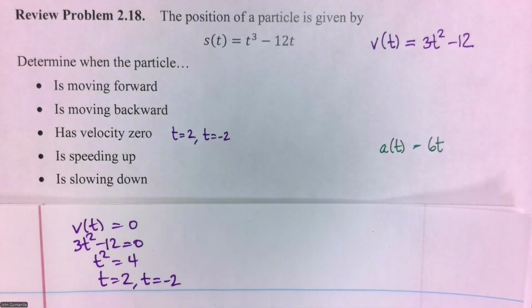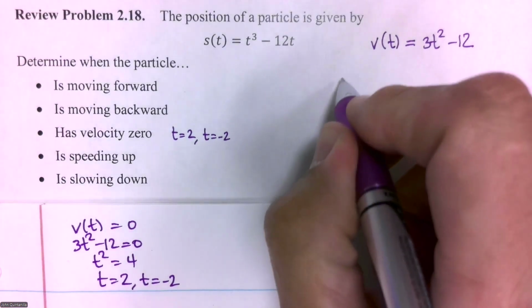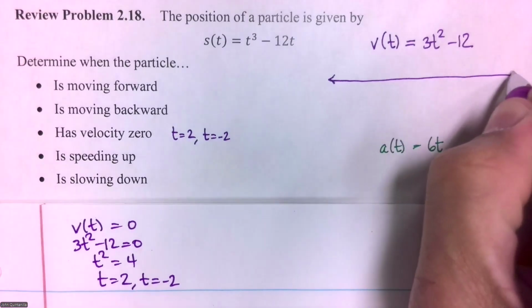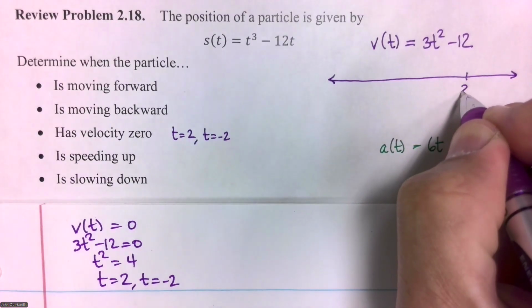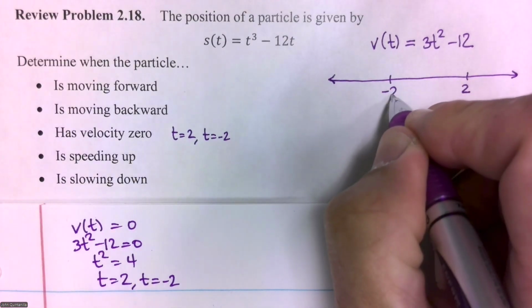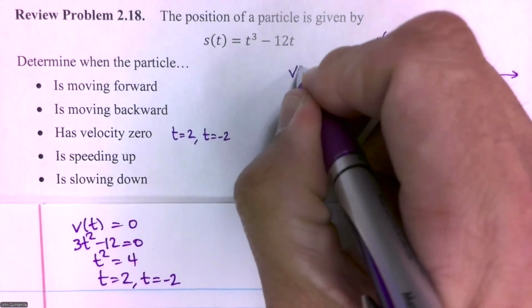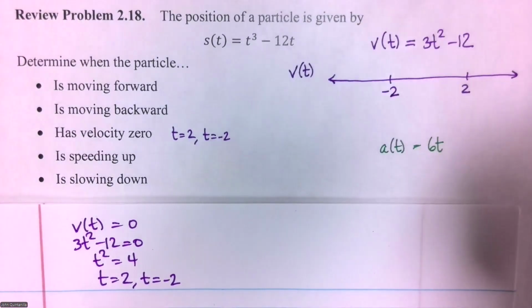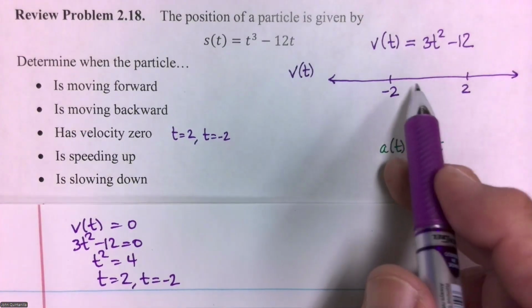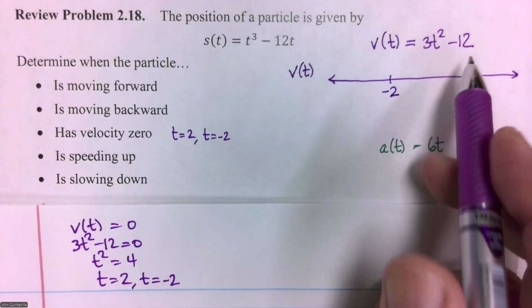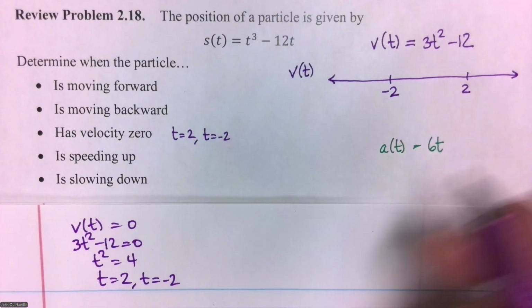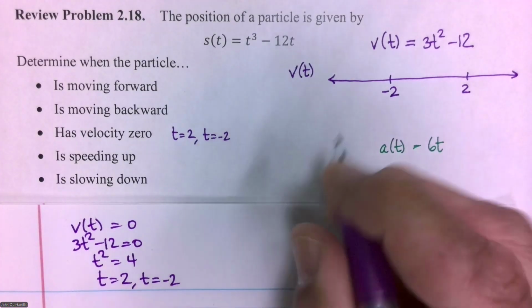Now, to figure out where the particle is moving forward and moving backward, I have to figure out where the velocity is positive and where the velocity is negative. So let me draw a number line here, and I'll put those 2 points here, 2 and negative 2. And so this is going to be my velocity. All right, now I can figure out where the velocity is positive and negative. There's a couple ways of doing this. One way of doing this pretty quickly is just plugging in points.